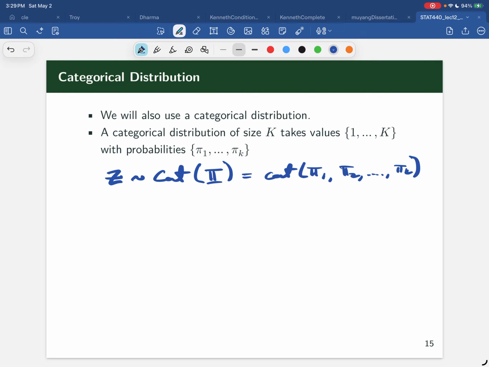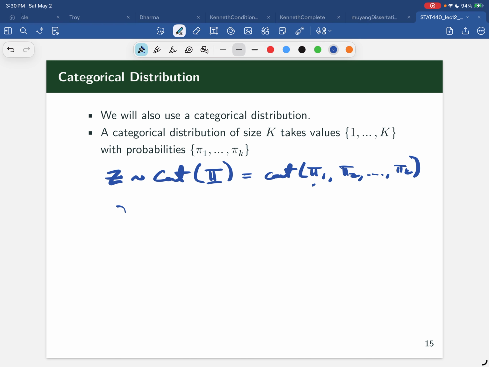So what it does is basically it knows the probabilities. This is the probability of being in category 1. Here's the probability of being in category 2. Here's the probability of being in category K. And knowing those probabilities, it draws a Z, and this Z returns a 1 or a 2 or a 3 or a K. It just tells us which category it has been drawn from.